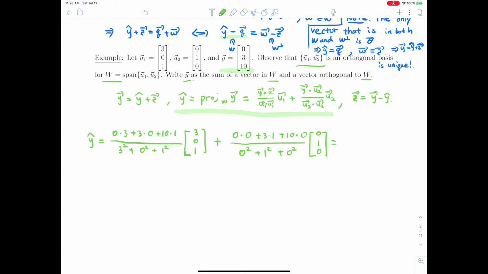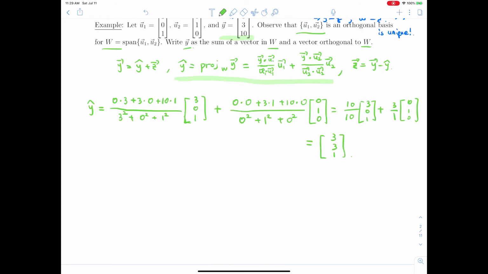So this gives you 10 in the numerator. And the denominator, 3 squared plus 1 squared, is 9 plus 1, that equals 10. And you multiply this by 3, 0, and 1. And you add this with 3 over 1 times 0, 1, and 0. So this gives you 3, 3, and 1.